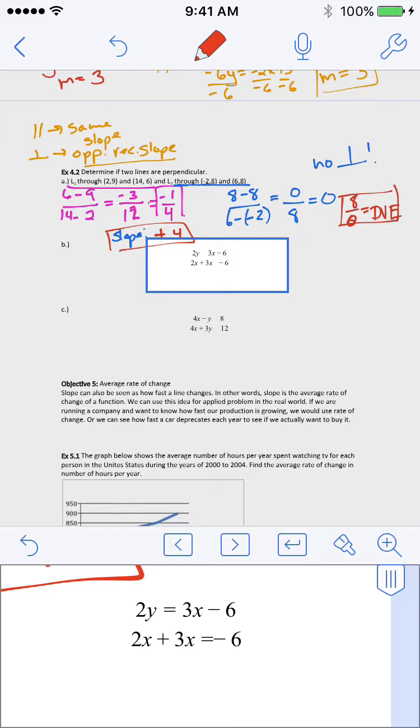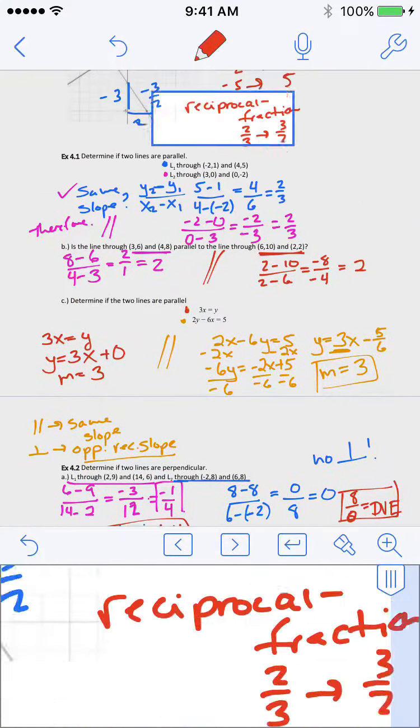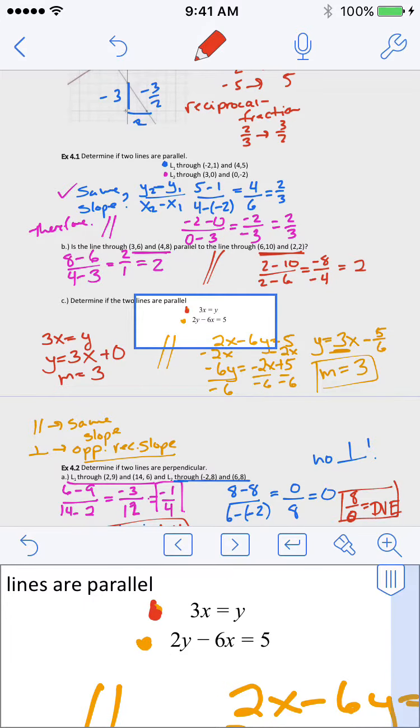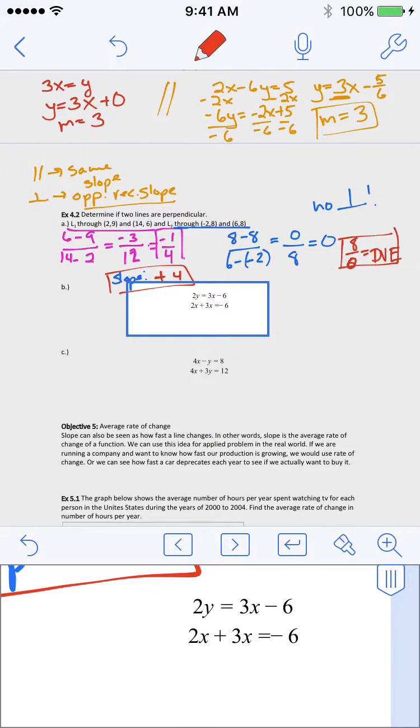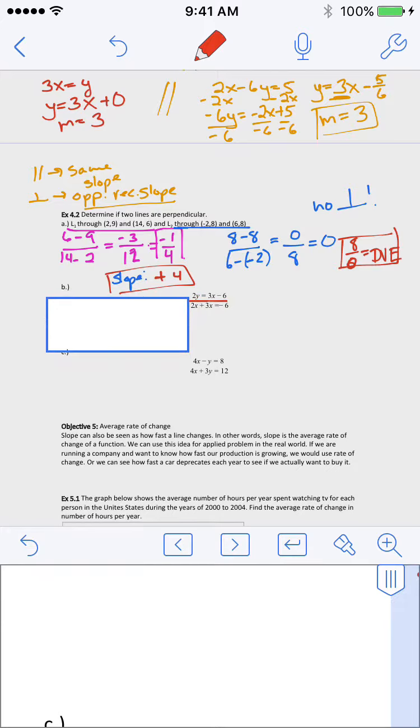Okay, but sometimes, just like in the last one, we were given equations instead of points. So let's do the same thing we did for the parallel slopes when given equations. Let's deduce if these ones have slopes that are opposite and reciprocal. So let's take this first equation. We'll do it in red over here. 2y equals 3x minus 6.